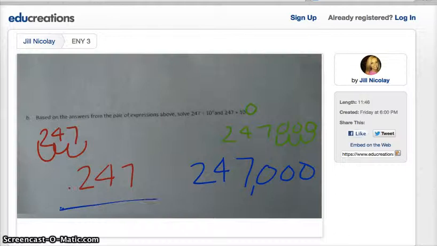There was a change of 3 place values smaller when I divided, and 3 place values larger when I multiplied. So you just got to see those patterns when you do your work.